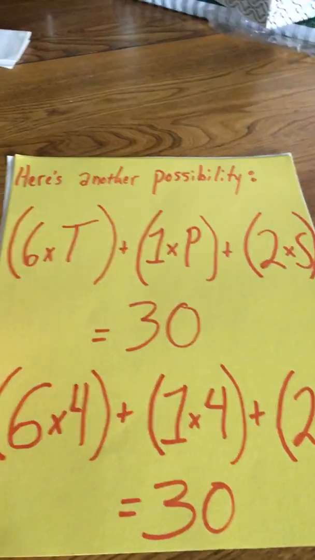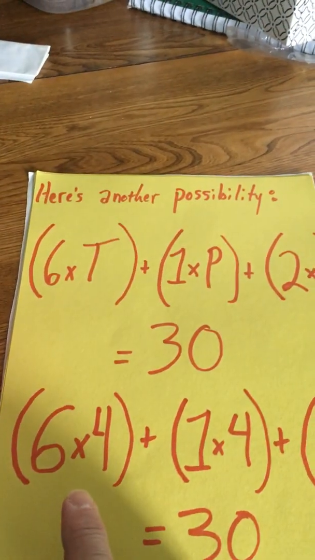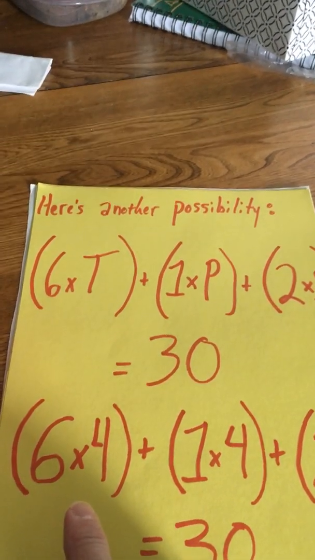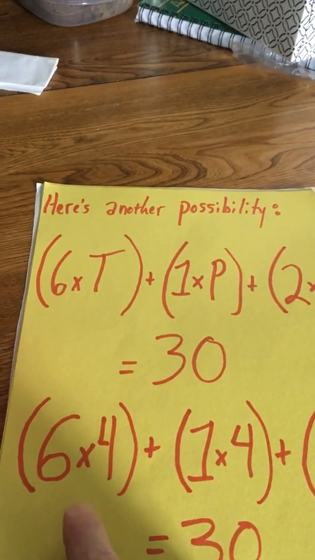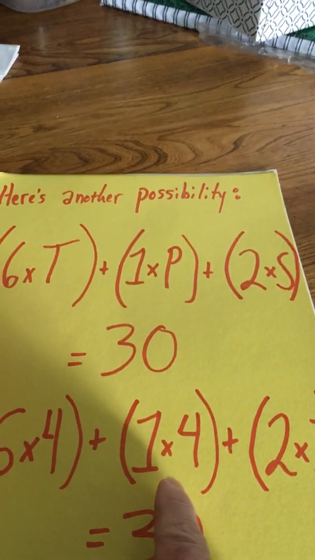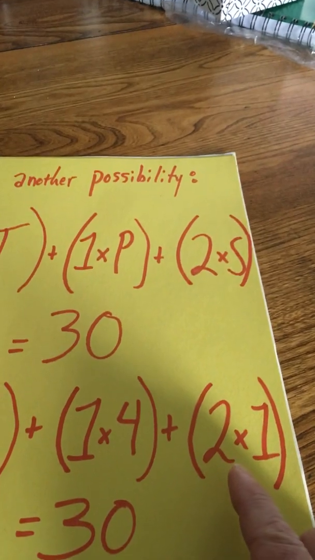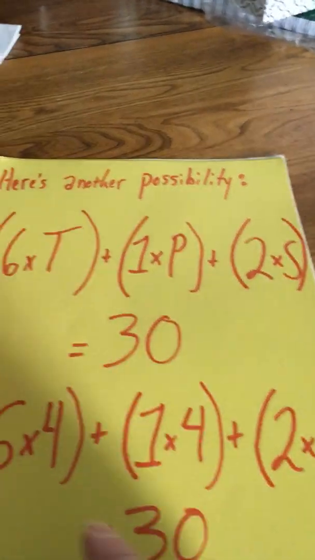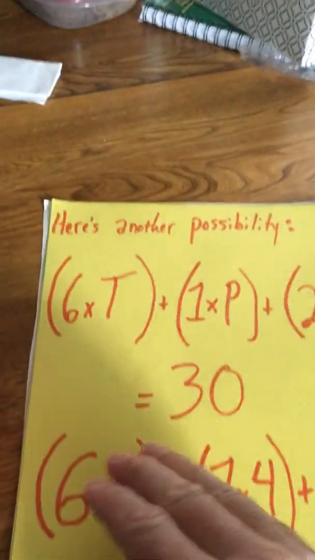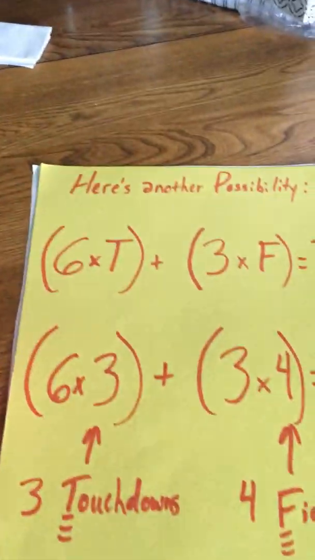If you're following your order of operations, remember that the parentheses always get calculated first. So we would calculate 6 times 4, 24 points here. 1 times 4 here inside of parentheses, 4 more points, and then finally over here, 2 times 1, 2. Add them all up, 24 plus 4 plus 2, grand total, 30. And another possibility.